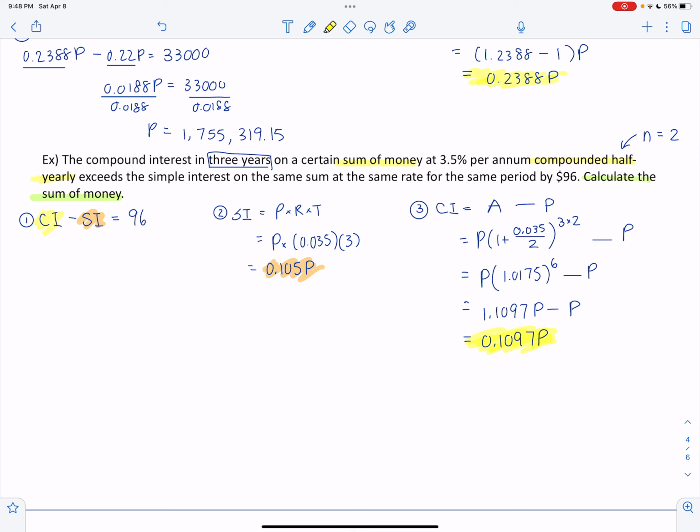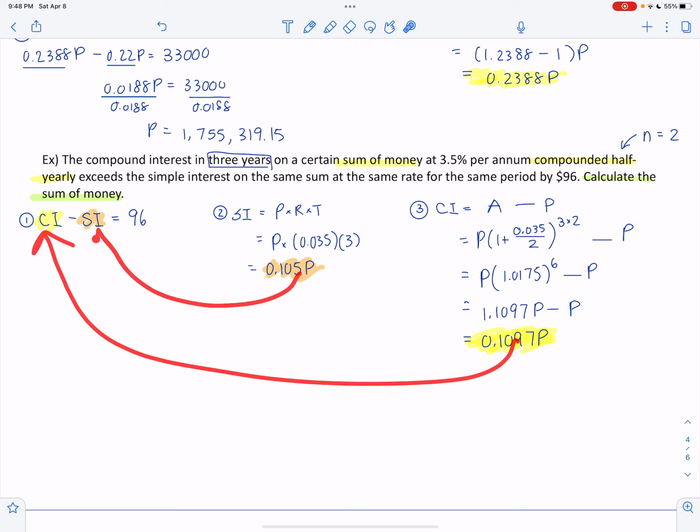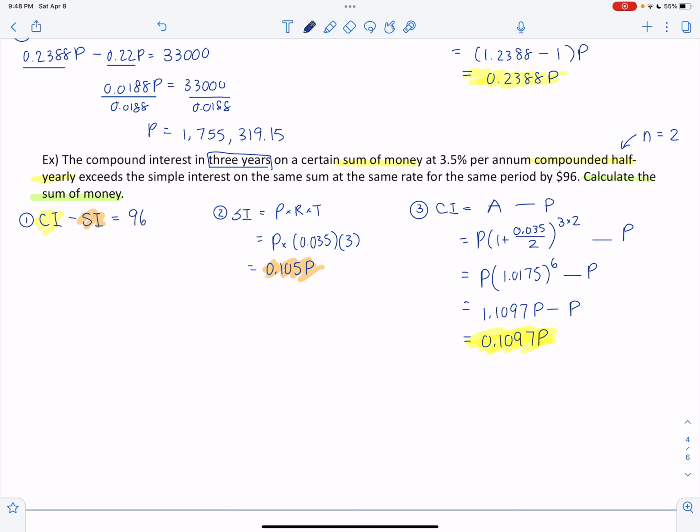Okay, so now again, I'm just going to replace my CI, replace my SI. That's my last step. So 0.1097P minus my 0.105P equals 96.